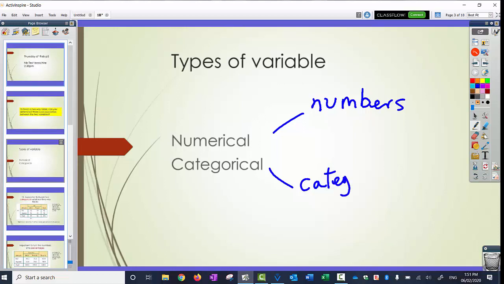And so if you ask somebody a question which doesn't have a number answer, it's got a word answer, then the answers are categories, and you usually give them an option. One example is yes or no. Are you in the yes category, or are you in the no category? Are you male or female or other? Is your favourite colour red, blue, green, yellow or other? These are categories, and so they're not numbers.